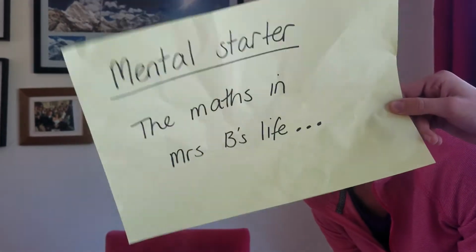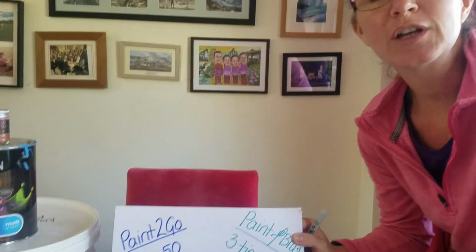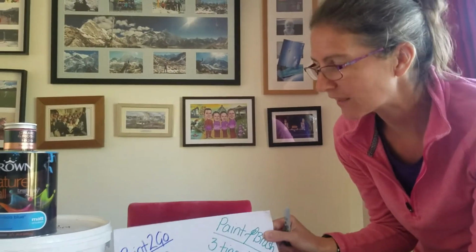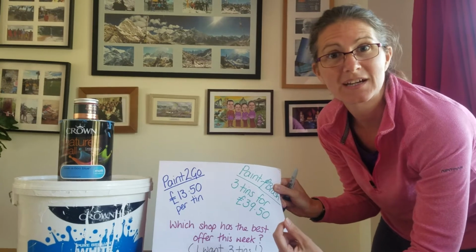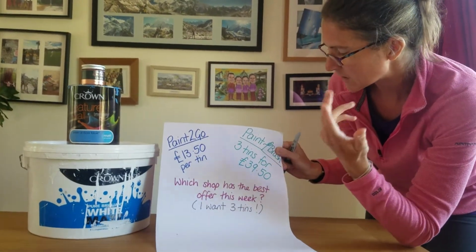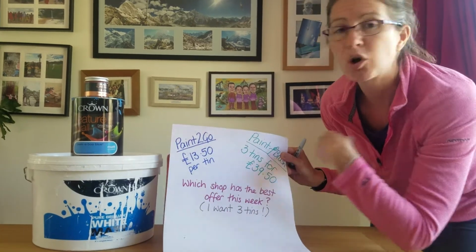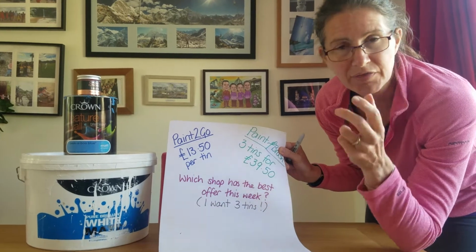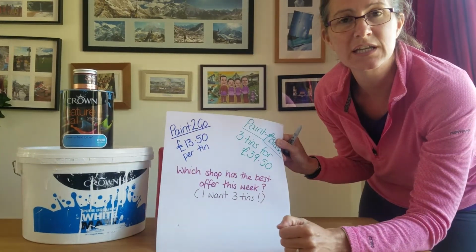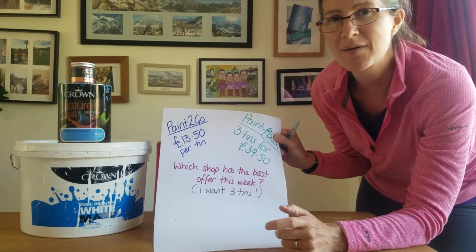Okay, so our life this week was painting. So we've been painting various parts of our stairs, looking at buying paint. So the challenge is there's one shop that says it's £13.50 per tin. Another shop says actually you can buy 3 tins for £39.50. Which shop should I go to if I want 3 tins of paint? So have a think. What are you going to be doing in this calculation to try and work out the answer to this?